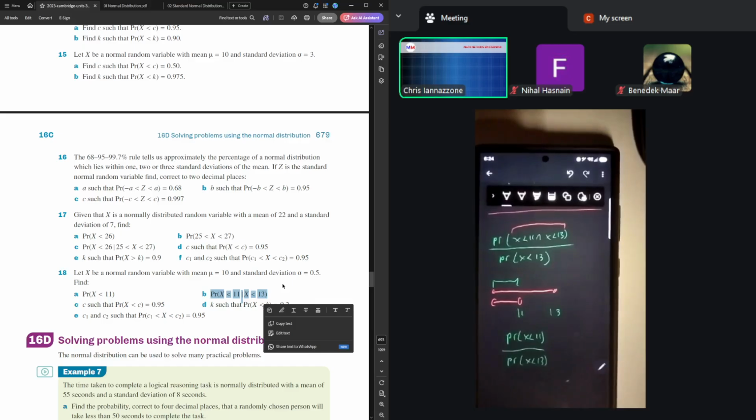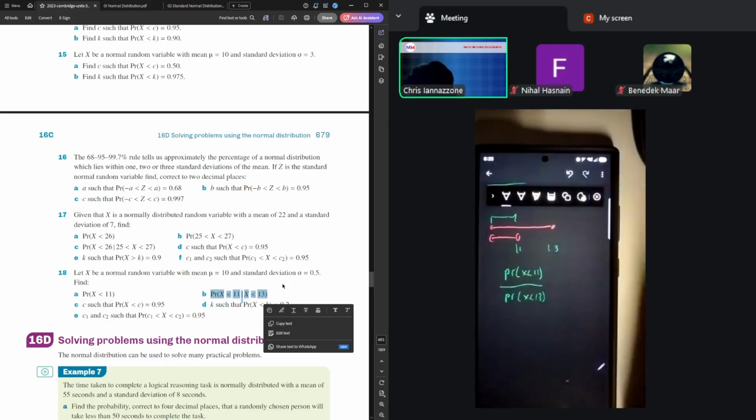Depending on if this is tech active or tech free, you would either use approximations or you would be using the CAS for each of these. Let's see, how bad would this be to do tech free? So for X less than 11, well, let's get our normal distribution up.